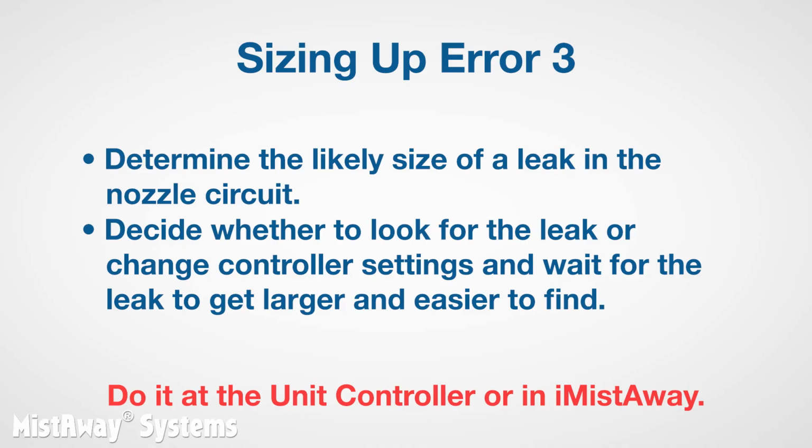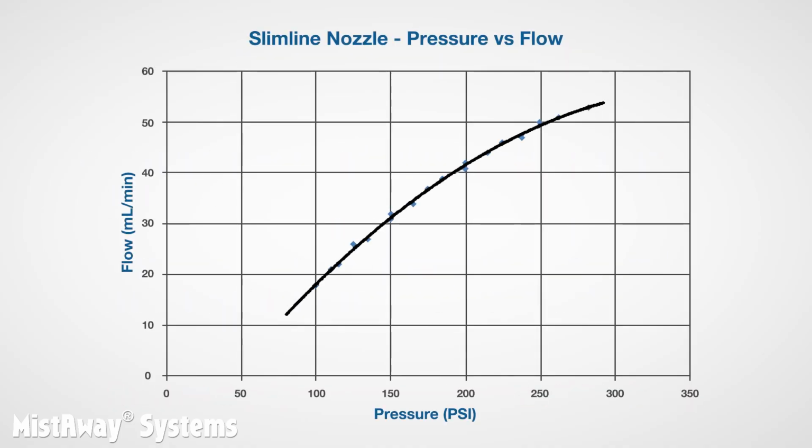We'll start our discussion with what we know about how the nozzles behave. Remember this chart from the MistAway U videos. We plotted the flow rate for our slimline nozzles across a wide range of pressures. The pumps in our units are set to operate at about 250 psi. You can see that a slimline nozzle operating at that pressure will have a flow rate of 50 milliliters per minute. But not all the nozzles operate at 250 psi because of pressure drop in the nozzle circuit.